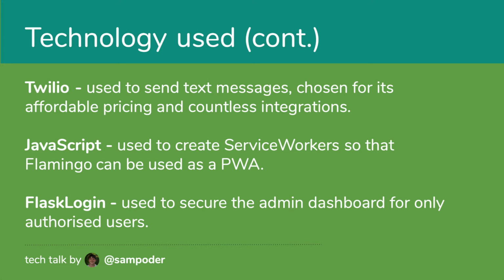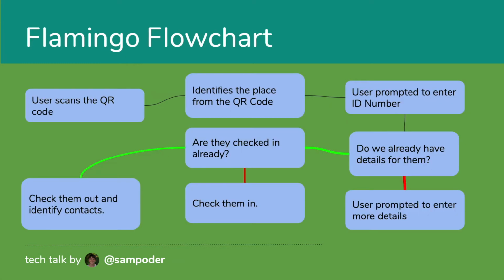We've used JavaScript to create service workers so that Flamingo can be used as a PWA, and it's easier to store on a phone, whether it's an Android, an iOS phone, or a specialty phone. And we've used Flask Login to secure the admin dashboard for only authorized users. This means that the public can't get people's personal data and it's all secure.